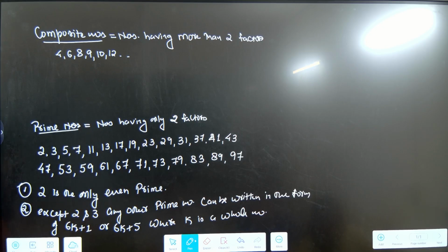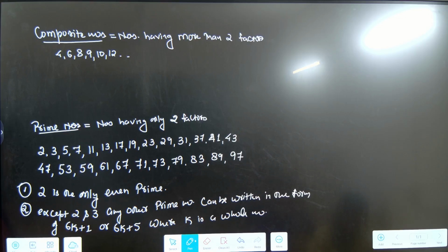From 1 to 100, if there are a total of 25 primes, how many composite numbers are there? 74, because 1 is neither prime nor composite.